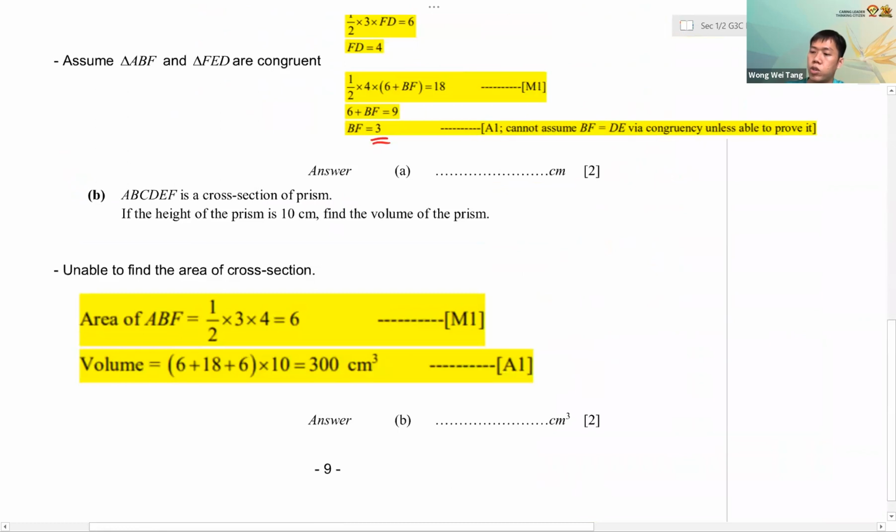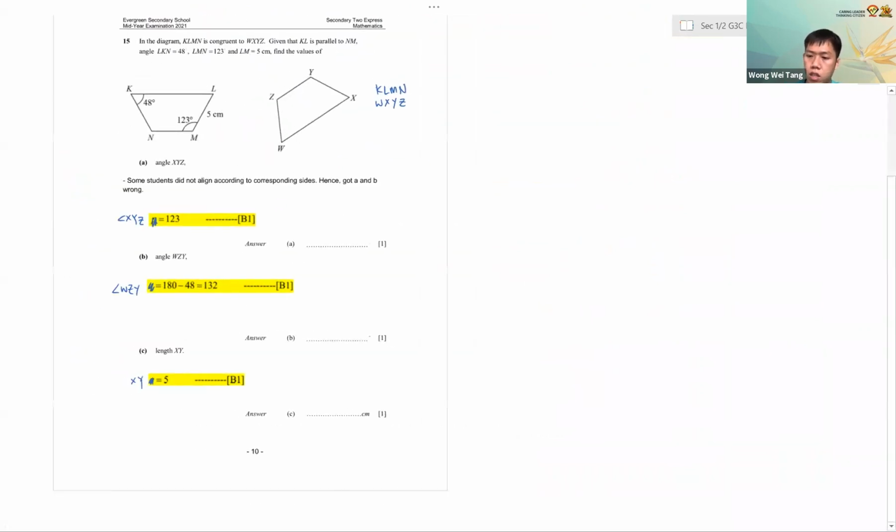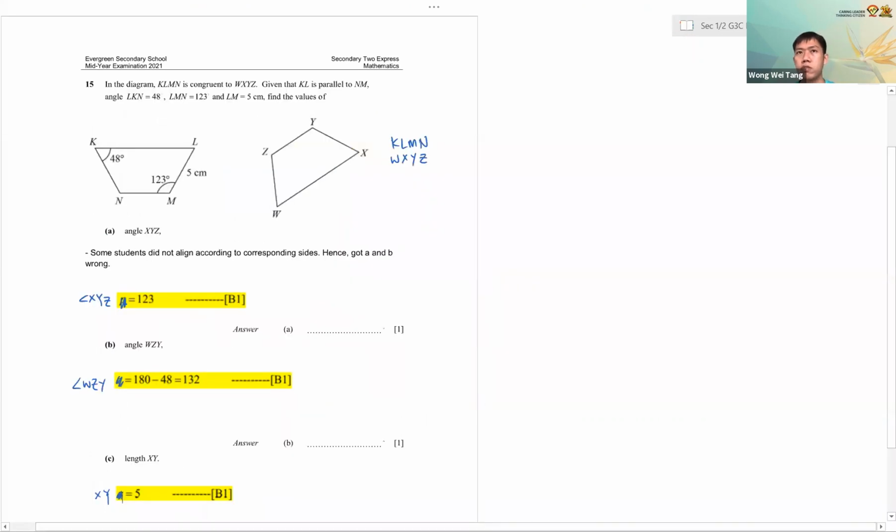Okay, now the next question, since we don't have time already, question 15. And for section B, I'll be going through it during the next lesson. If you have any questions, please feel free to privately message me.